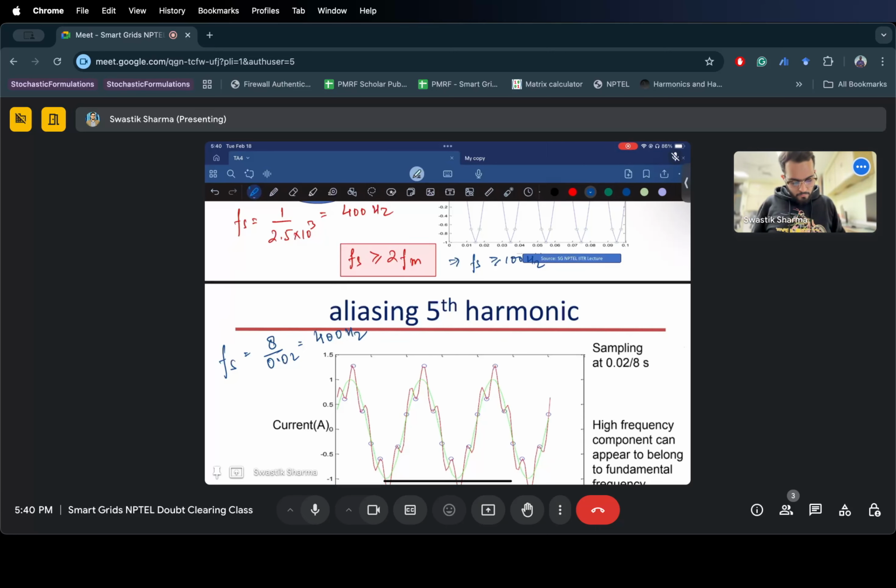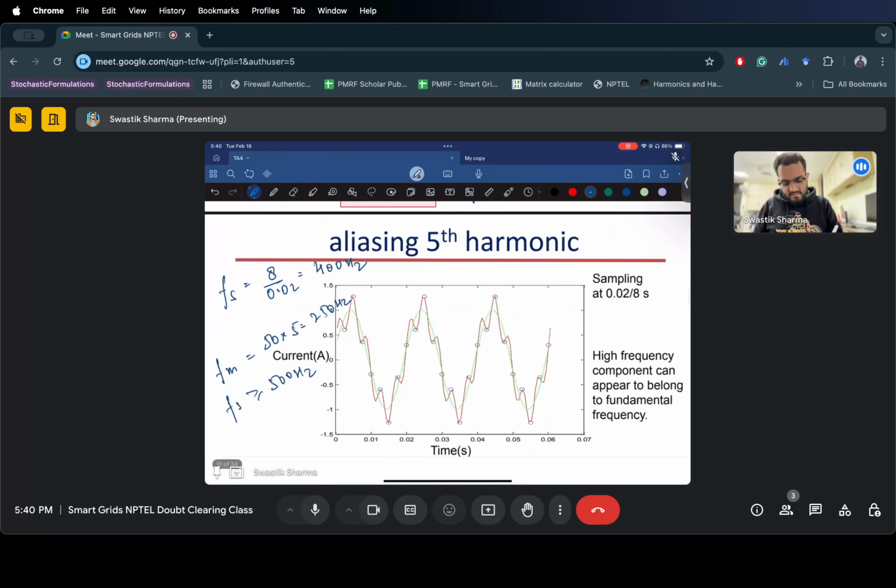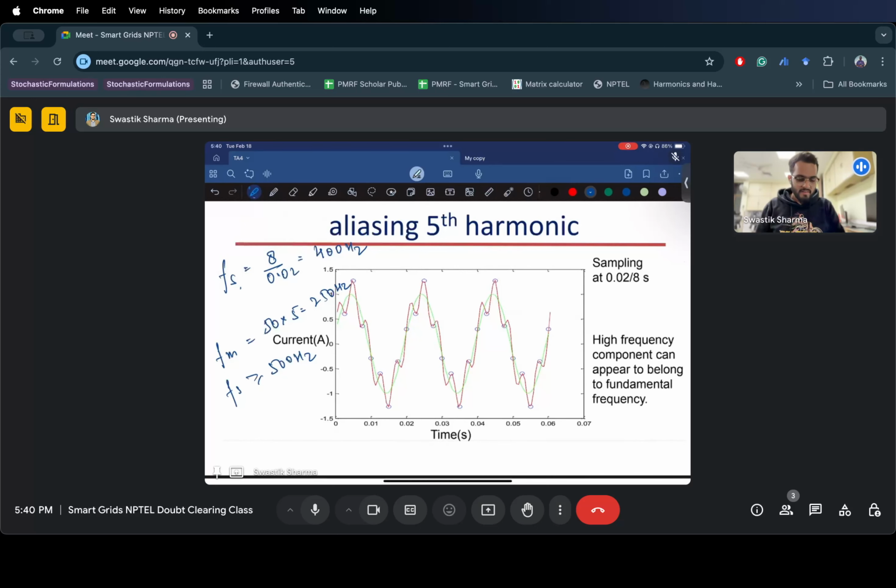400 hertz, and you want to measure the fifth harmonic. So if you want to measure the fifth harmonic, your Fm would be 50 into 5, which is 250. That means your sampling frequency should be at least greater than or equal to 500 hertz, and this sampling frequency is not greater than 500 hertz. That is why your waveform is not looking exactly like what you want to measure. You wanted to measure the fifth harmonic, but now you can't, because there is this high frequency component.